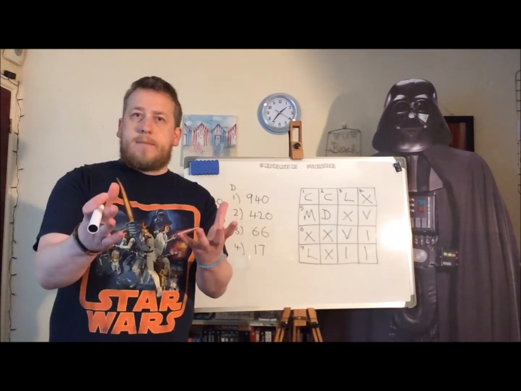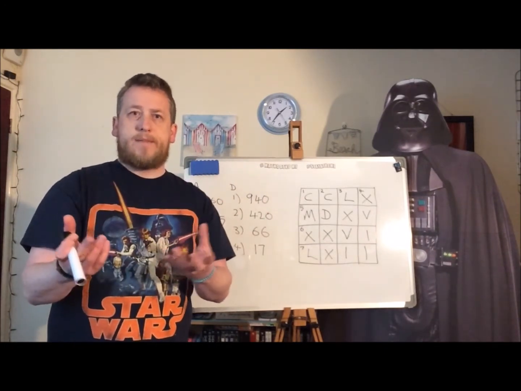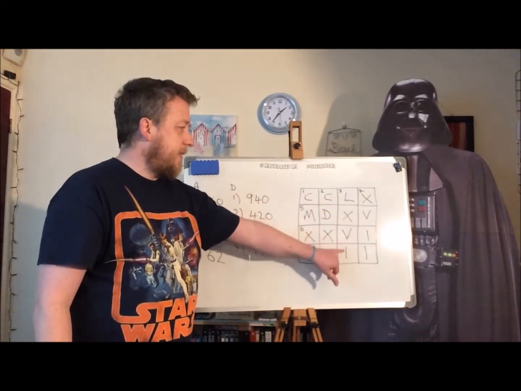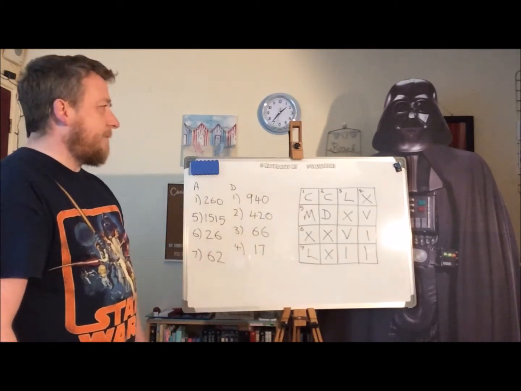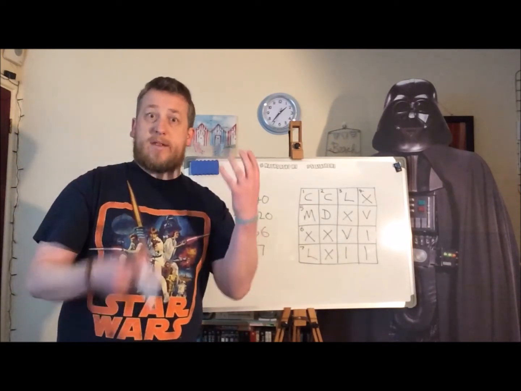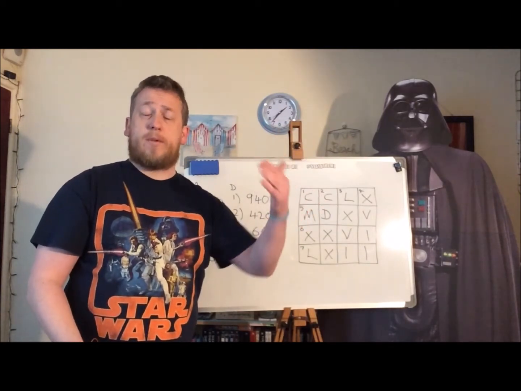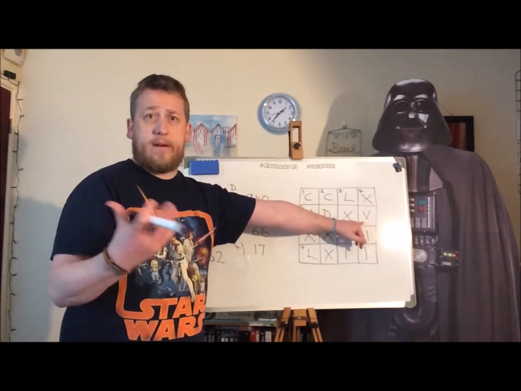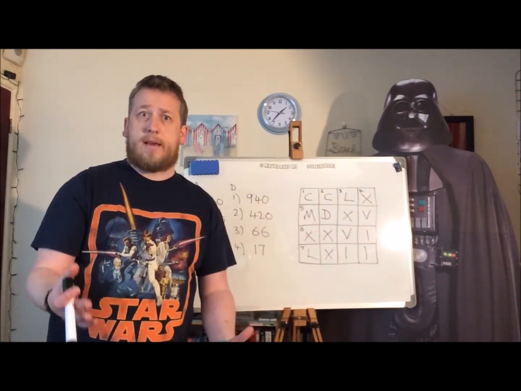66: 60, 50 and 10, and then 6 is 5 and 1. Absolutely perfect. And then finally 17, well, we've got 10, add on 5, and then we need 2 more, so we'll add on 1 and 1. So the 10, 5, we've got 15, 16, 17. We've got the correct answers.